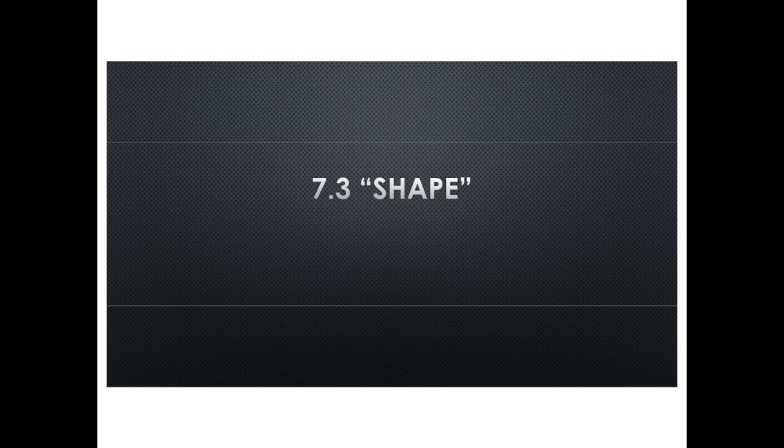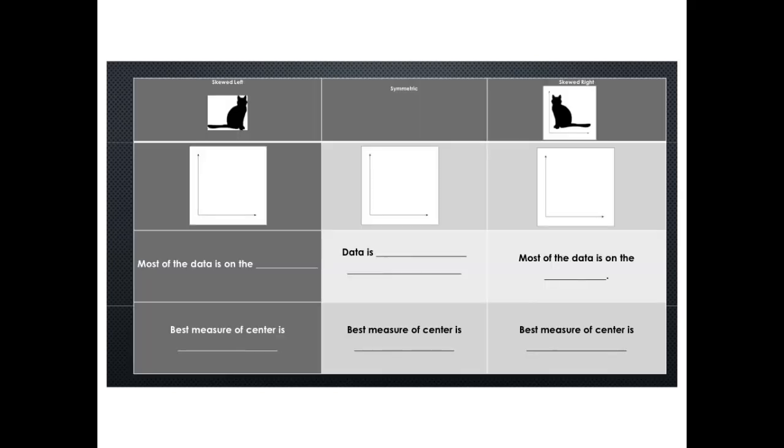In today's lesson, we're going to talk a little bit more about the shape of data, and based off the shape of the data, what kind of things we would consider when we're discussing, describing, or even comparing it. Let's get started. When we're talking about the shape of data, we're talking about it being skewed or symmetrical.